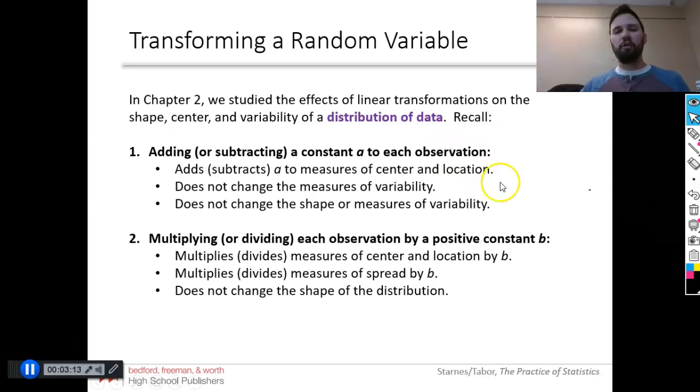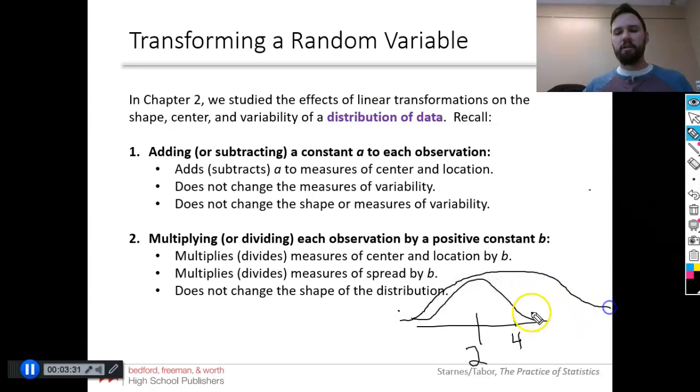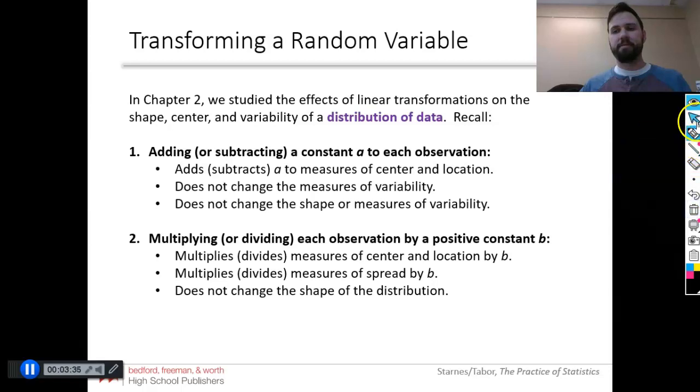If you're normally distributed, you'll still be normally distributed. Think about it this way. That's my salary curve at 2. And they double it. Now my center's going to be at 4, and it'll be a wider, more spread out curve, but still normally distributed. Okay?